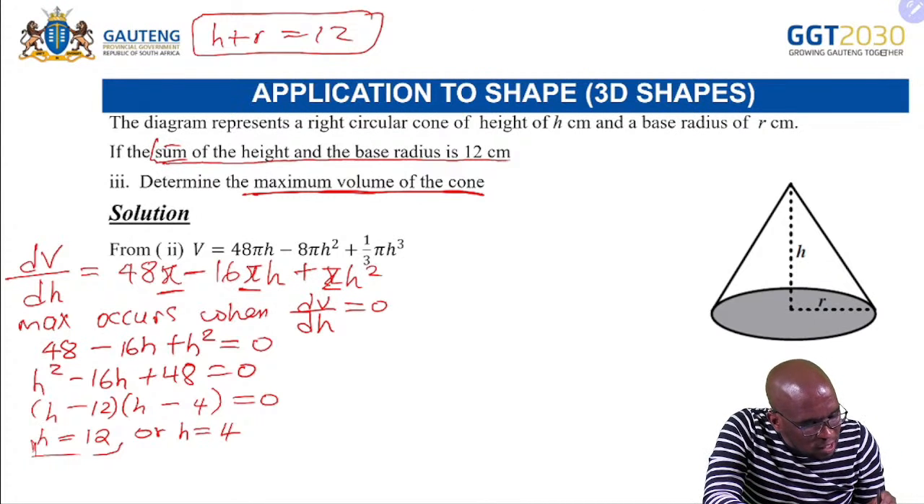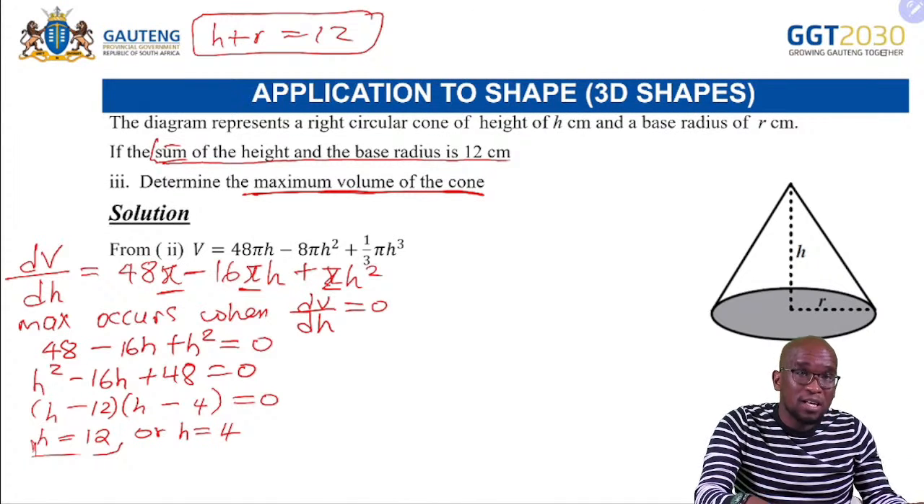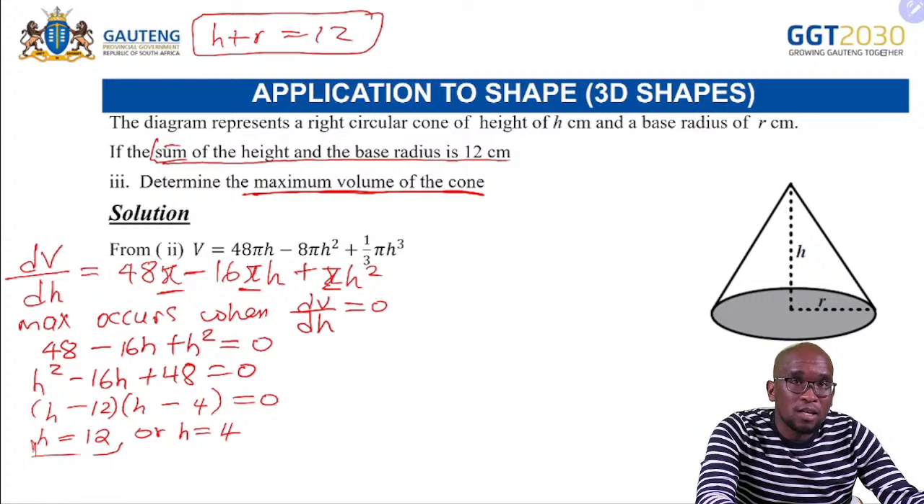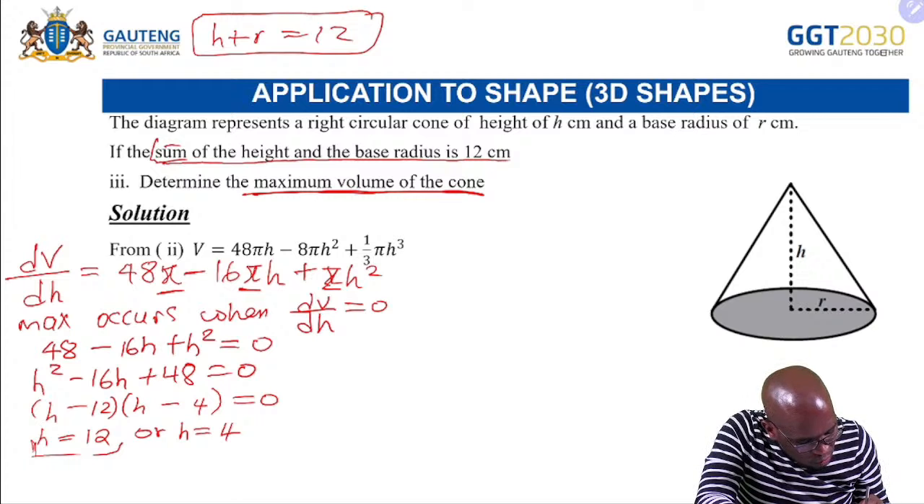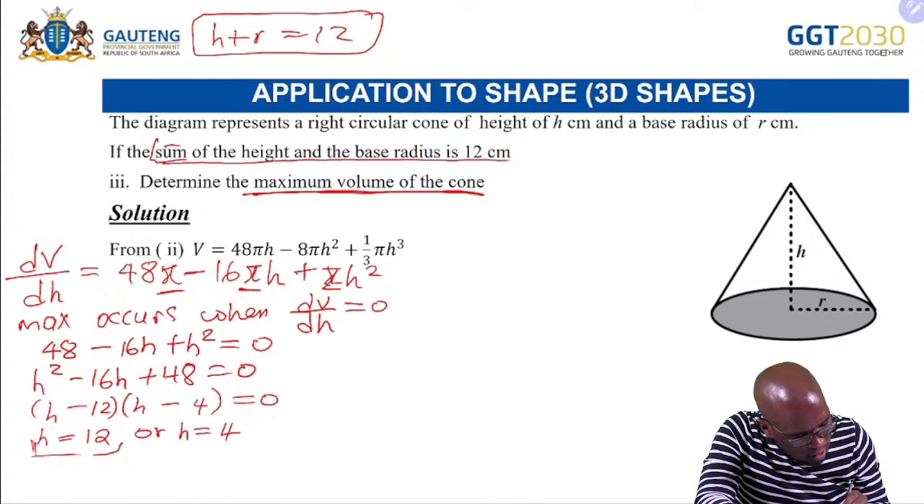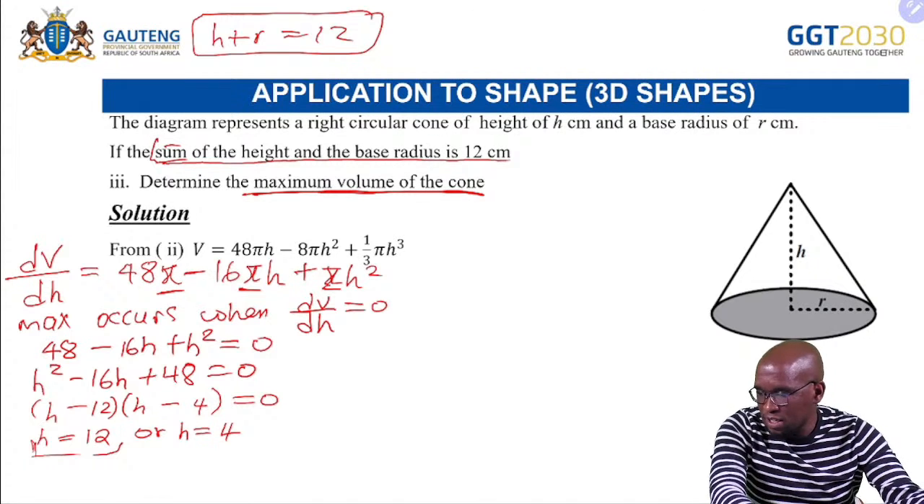Remember, they said we need to determine the maximum volume, which means that we have to use back substitution to get the maximum volume, so we'll be substituting 4 into our objective function. So V would be equal to 48 pi times 4 minus 8 pi times 4 squared plus 1 over 3 pi times 4 cubed. That is how we get our maximum volume.